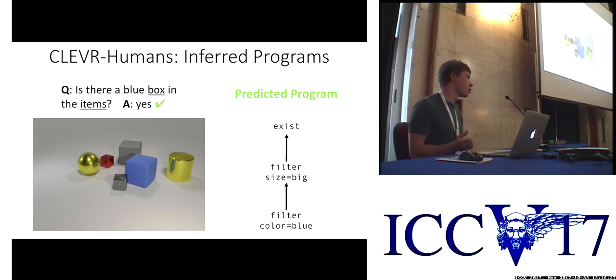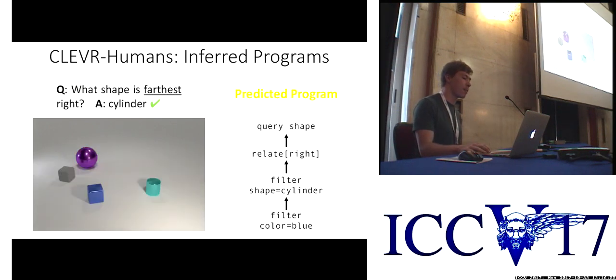So through this joint training process, the model learns to associate the word box with this program token for filtering for the shape of the object, and it needs to figure out what to do with the word items, which it never saw before. But in this case, it can still infer the correct program. Sometimes it produces programs which are reasonable, but which don't really match the question.